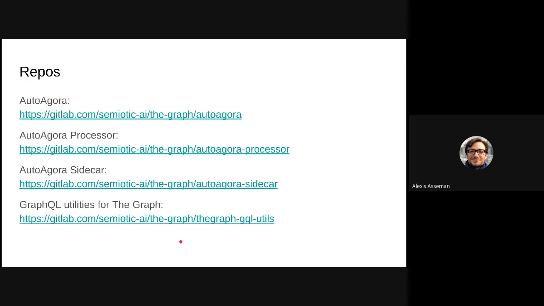So here are the repos. There's the AutoAgora processor, AutoAgora sidecar, already explained what that is. And then we also have a repo that we call the GraphQL utilities. This is for normalizing and fixing GraphQL queries. So that's what we use for normalizing things here. That's also what we use for our machine learning efforts. So yeah, that's it.